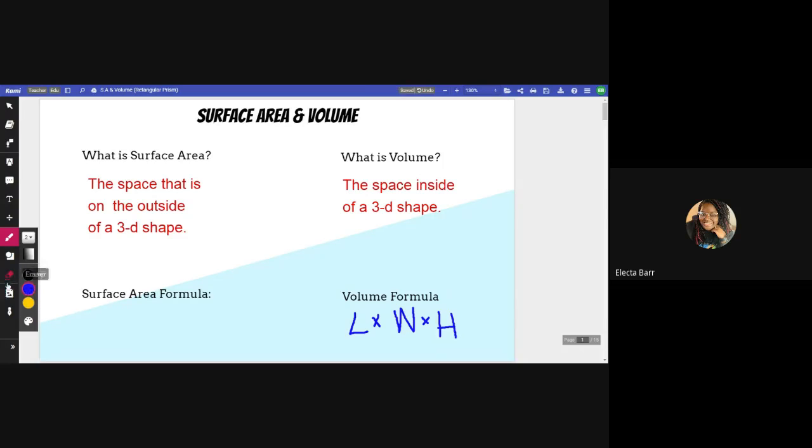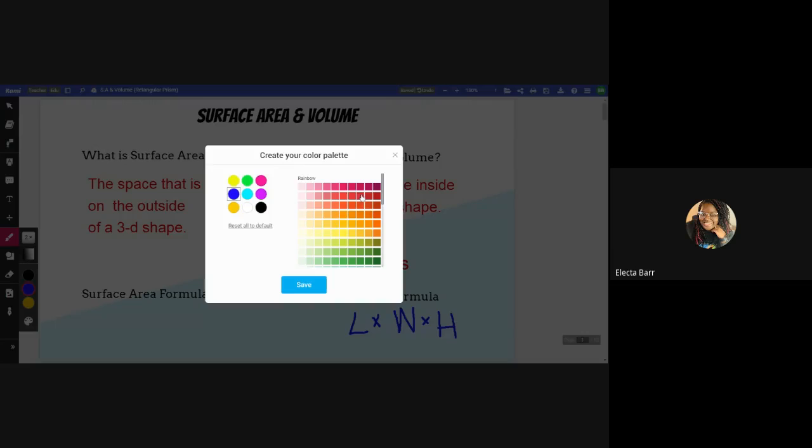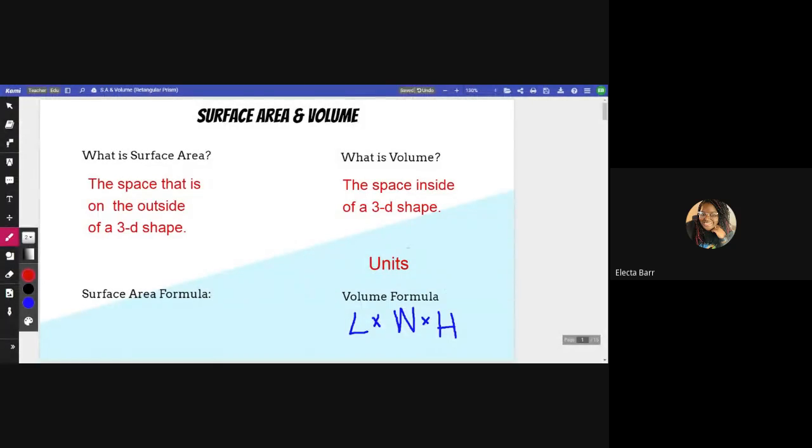The one thing we also want to remember is that when we're using volume, we always want to make sure that we put it in units cubed. Units cubed. That's because we're multiplying three different values for this 3D shape. So you just want to make sure that's how you write your answer.